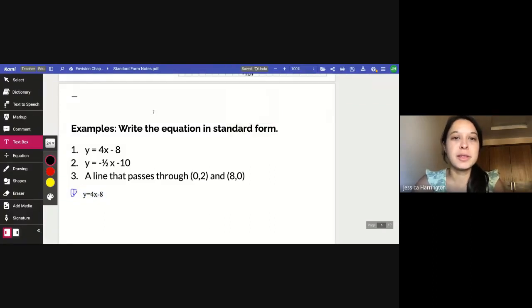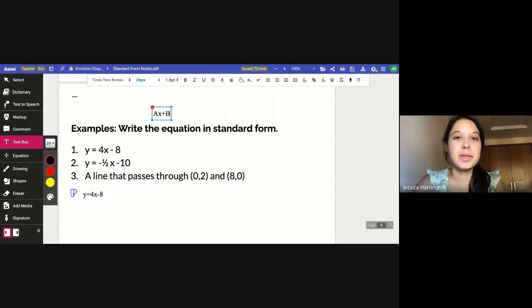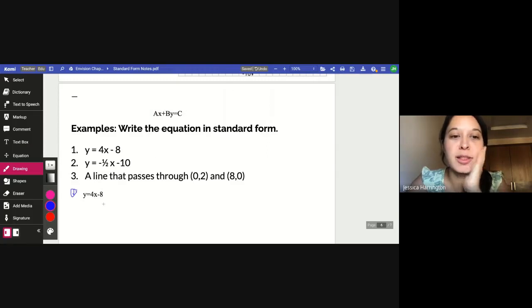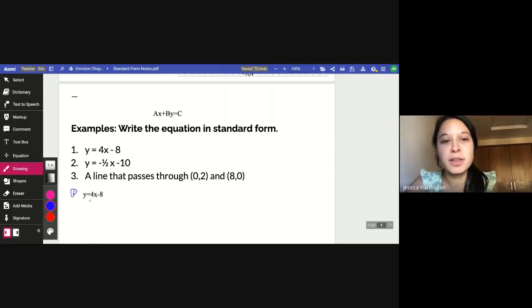Standard form is ax plus by equals c. So basically I need my x's and y's on the same side of the equation. Well, right now my y is over here and my x is on this side. And remember, I want to keep the lonely number on the other side of the equal sign. So I want to keep this negative 8 by itself. So to keep that negative 8 by itself, I'm just going to move the 4x over to the left.